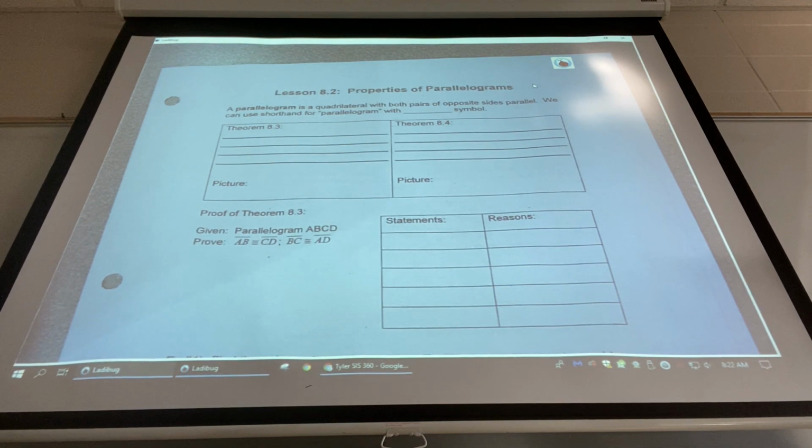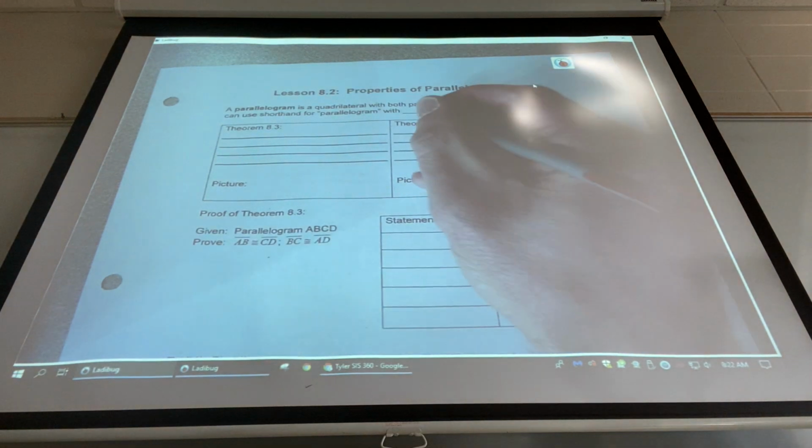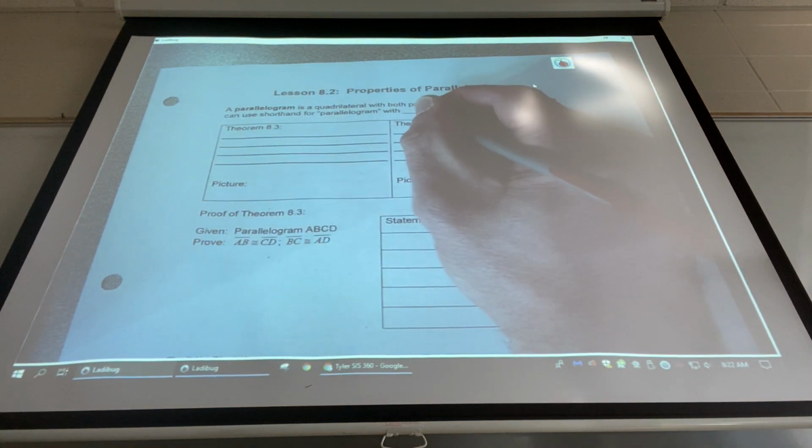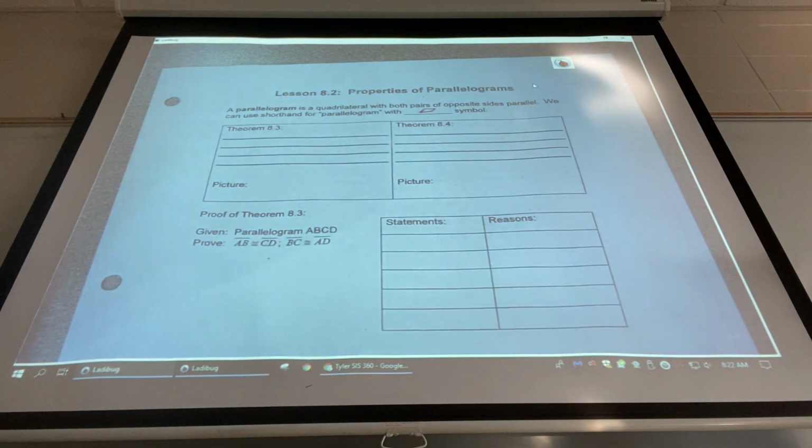We can use shorthand for parallelogram. You know how when we name triangles, we draw a little triangle? Well, when you're going to name a parallelogram, you'll do a little slanty box. Wow, that's not very good, but you get the idea. Draw a little slanty box, and that is the universally accepted symbol for parallelogram.